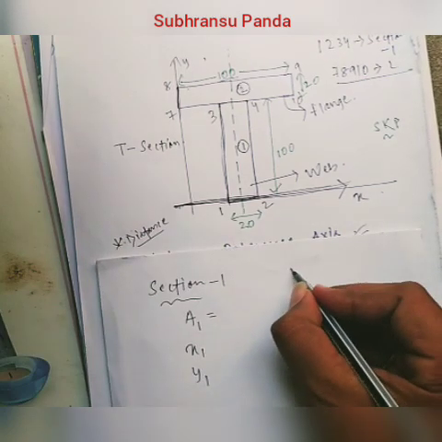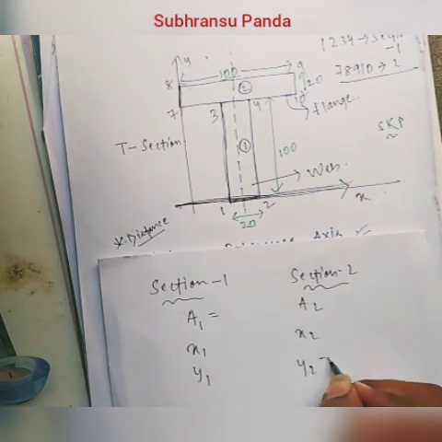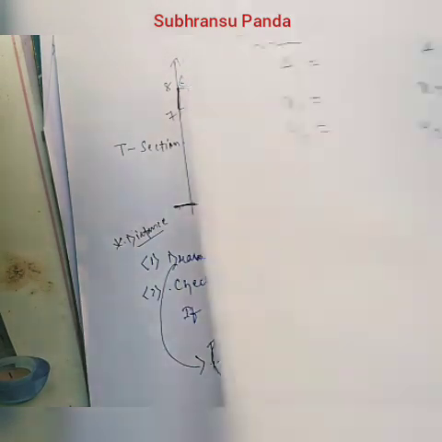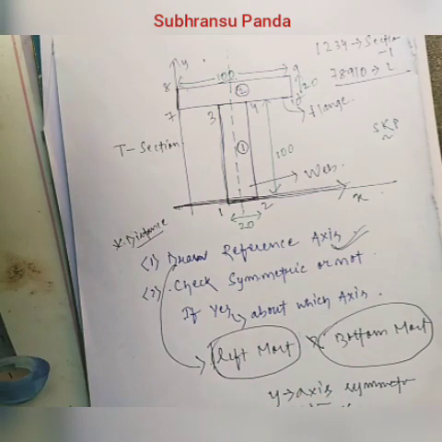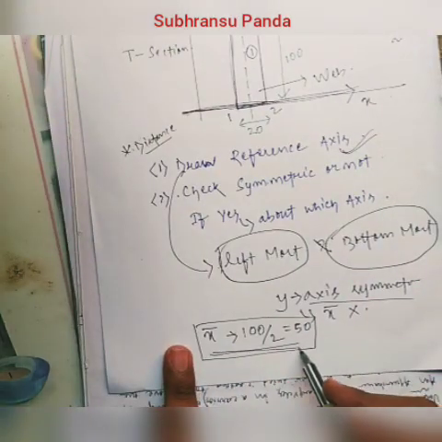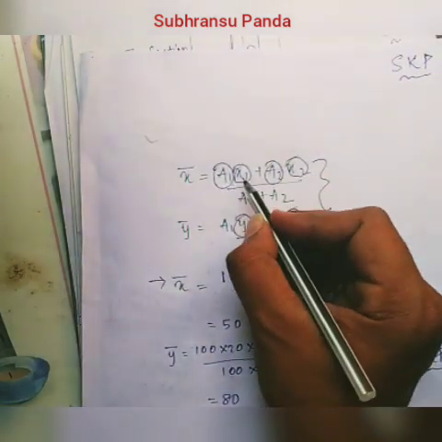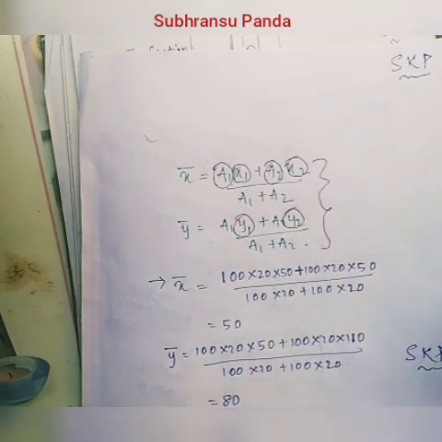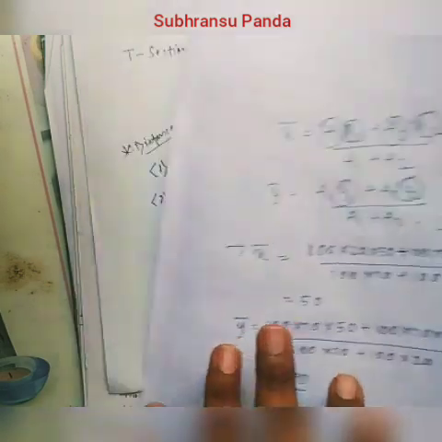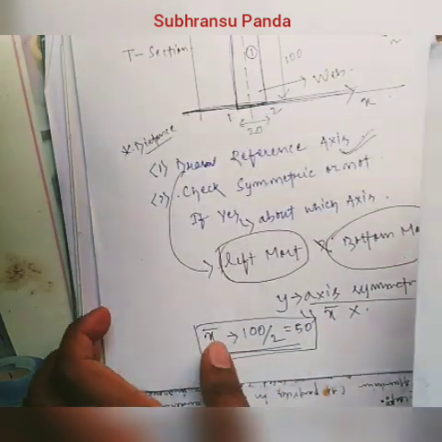Similarly, for the second section, section 2, we will calculate A2, x2 and y2. But is the section already symmetric about the y-axis? So already we have x bar. What is the formula for x bar? The formula for x bar is A1 x1 plus A2 x2 divided by A1 plus A2. So we need not calculate x1 and x2, but still, in the answer or solution, you write x1 and x2. So this is A1, x1, y1 and A2, x2, y2. So what will be the area of the first section?